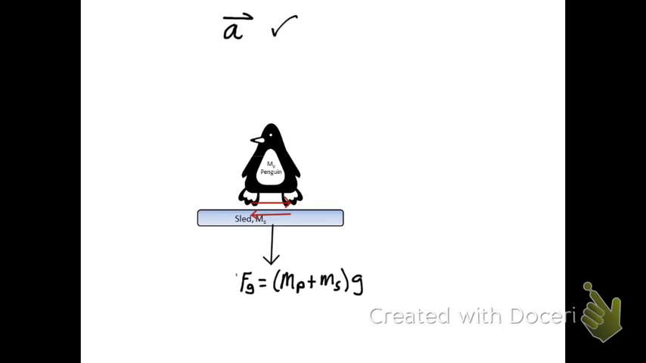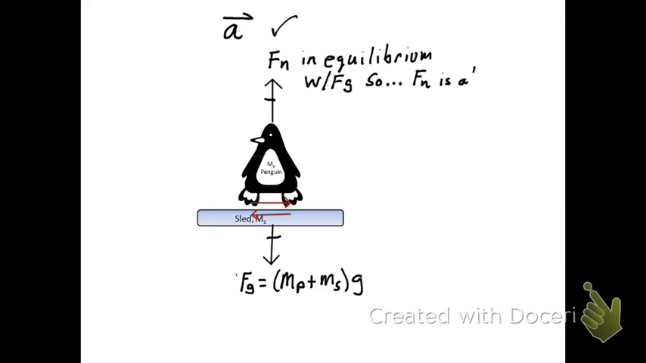Okay, let's start out easy. We always want to compute the weight, so we can find the force normal. Again, in the vertical direction, we are in equilibrium. So the force normal is going to be the same value as the weight.